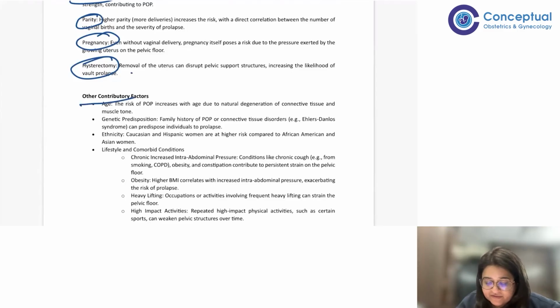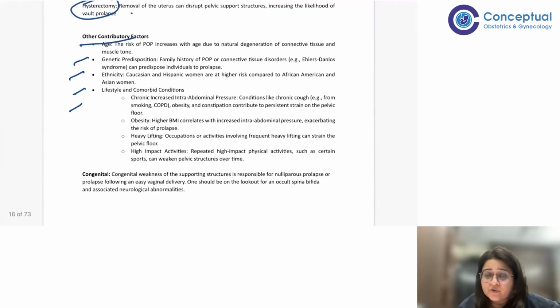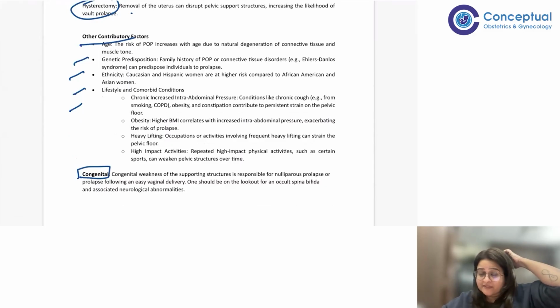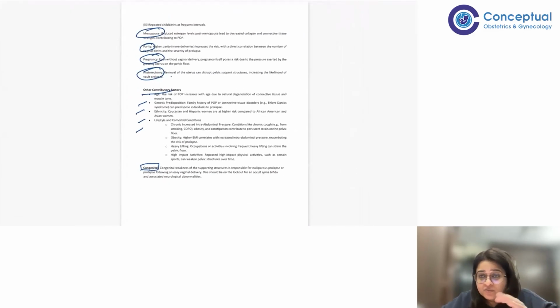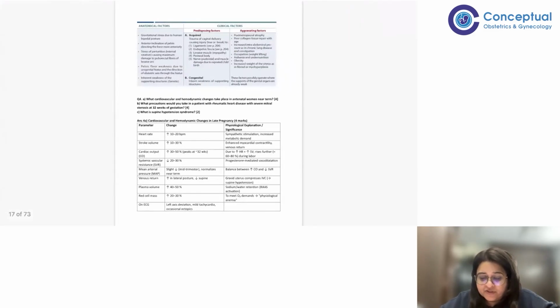Other contributing factors are the age, genetic predisposition, ethnicity, lifestyle is very important. So mention about chronic constipation, COPD, obesity, heavy lifting, women who lift heavy loads, high impact activities, all this should also be mentioned. And of course, write a note on congenital syndromes like Ehlers-Danlos syndrome, which can cause nulliparous prolapse, connective tissue disorders. So this would be a complete answer for etiology.